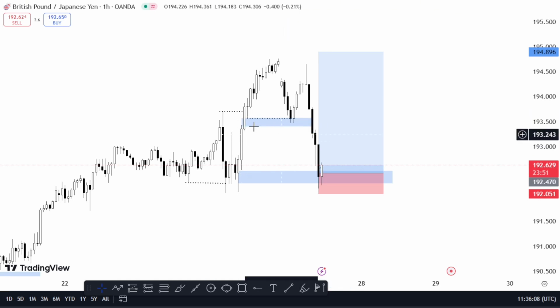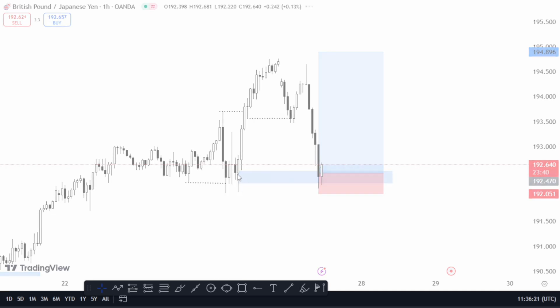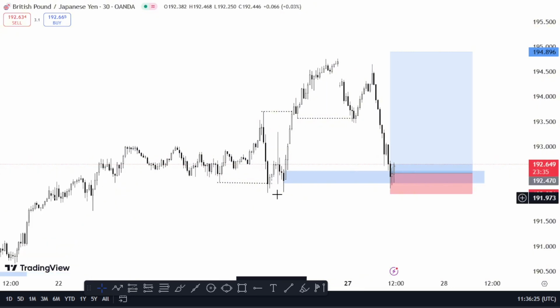So the market swept that liquidity, that imbalance, and then tapped into that area, but wasn't able to take out the high. Rather, it came to our order block or demand zone, which we can clearly see here on the 30 minutes. So we came to our demand zone, and right now it's actually buying.